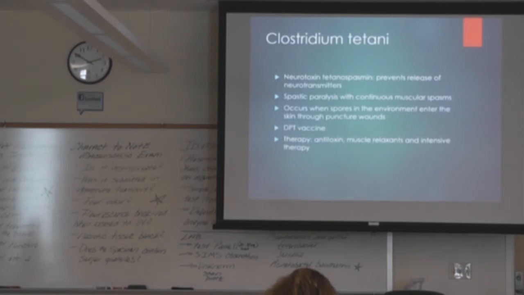All right, tetani is your next one. This one is also a neurotoxin. This prevents release of neurotransmitters, so you have spastic paralysis with muscular spasms all the time. This is a result of spores in the environment. If they enter the skin through a puncture wound, that's why they're always talking about if you step on a rusty nail or something like that, go and get your tetanus shot. But it is prevented by the DPT vaccine. And then the therapy would be an antitoxin, muscle relaxants, not a bad thing, and intensive therapy to help you out, okay?